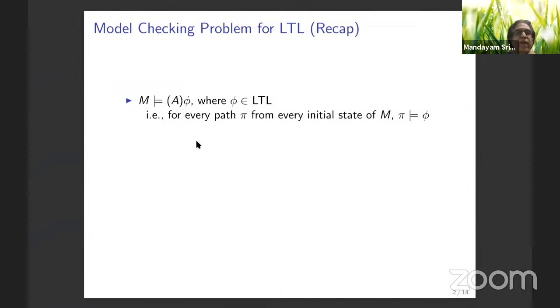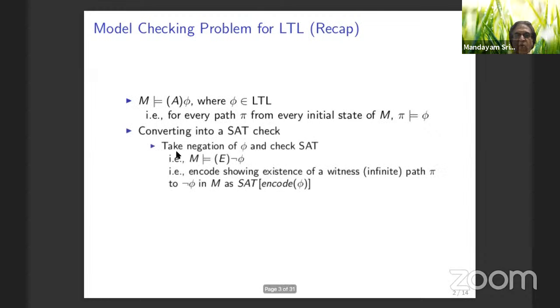Okay, so just to recap, the model checking problem for LTL is defined as follows: given an LTL formula phi. Implicitly there is an A, which I put in parentheses, because what is involved is checking that for every path pi from every initial state of the Kripke model M, the path pi satisfies phi. That's why implicitly there is a universal quantifier over paths.